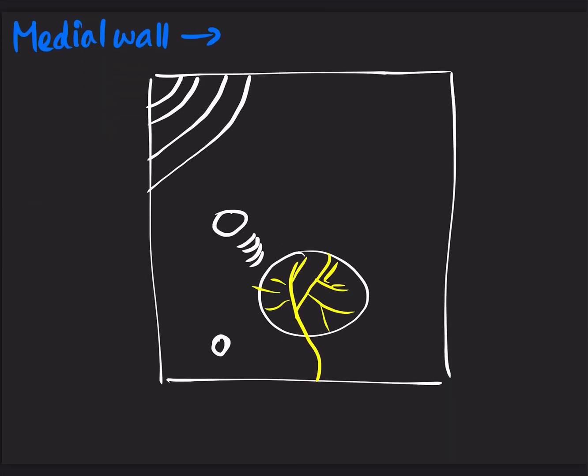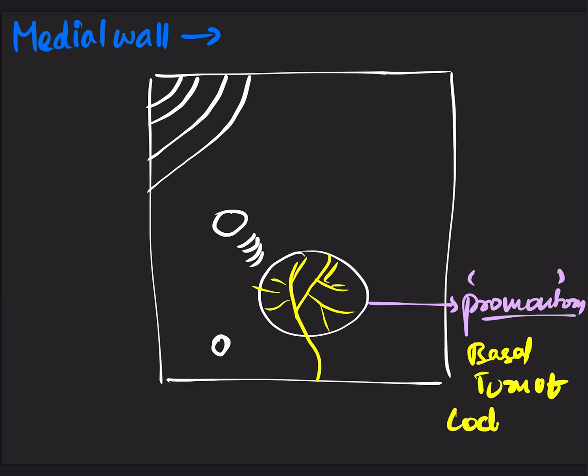Now coming to the medial wall, which is very important and a bit easier to understand. In the medial wall we have so many features. The first one is the promontory, a rounded elevation produced by the basal turn of the cochlea of the internal ear. The tympanic branch of the glossopharyngeal nerve, which pierces the floor, ramifies on the promontory. I told you about the promontory when I was talking about the floor.